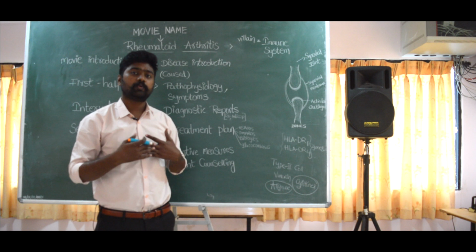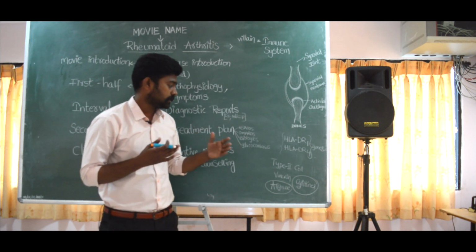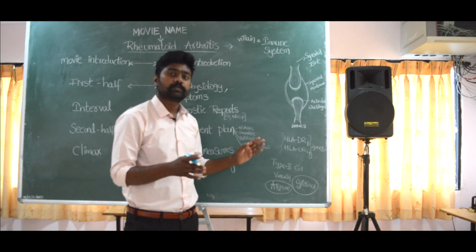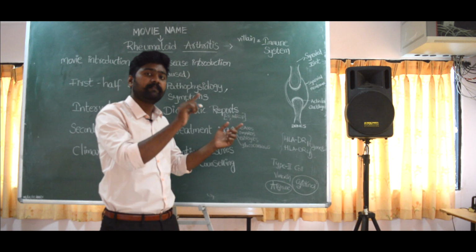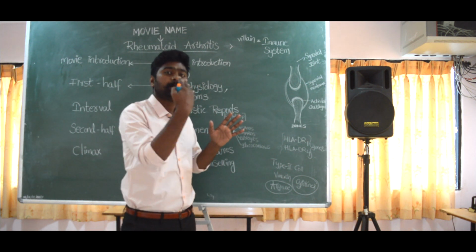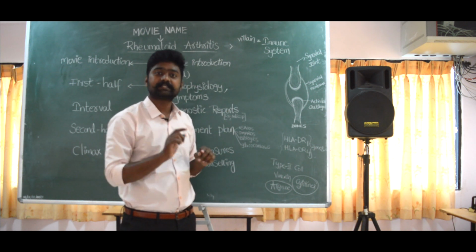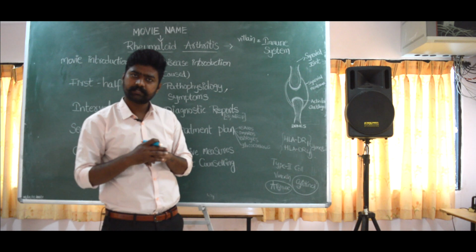Now our own immune system does not recognize this as a self antigen. So these antigens are taken away by antigen presenting cells and taken to the lymph nodes. There what happens? They start activating CD4 T cells and B cells. Okay, these B cells produce autoantibodies.